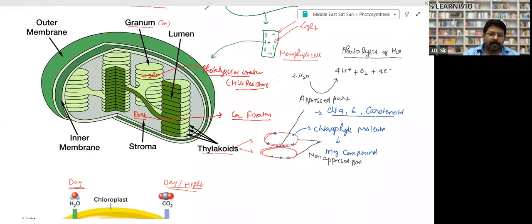Photolysis of water takes place at the appressed part, right? What is the appressed part? Where two thylakoids are in contact with each other, their surfaces meeting. In the appressed part only, breakdown of the water molecule takes place. Look, this is 2H2O. This water molecule breaks down and formation of 4 hydrogen ions, oxygen molecule and 4 electrons takes place. This process is called photolysis of water, right?